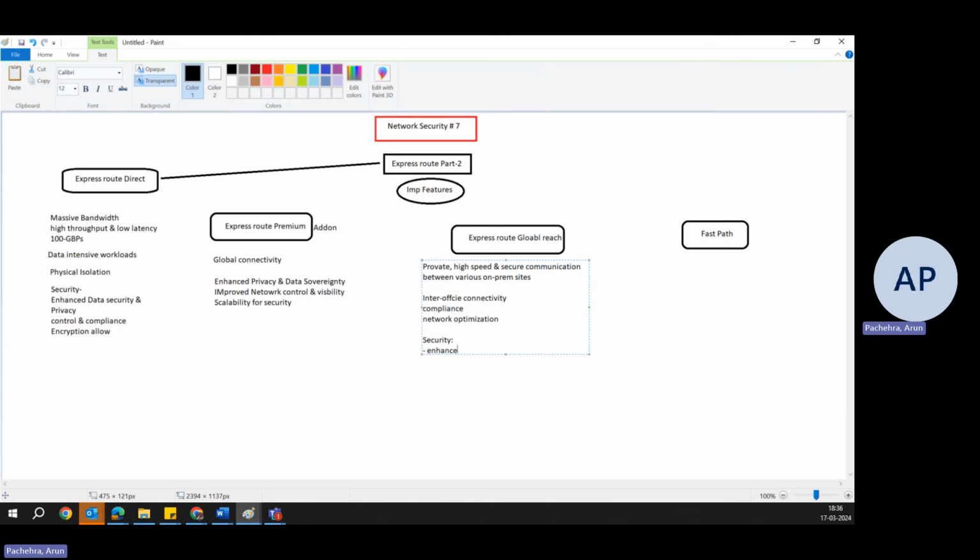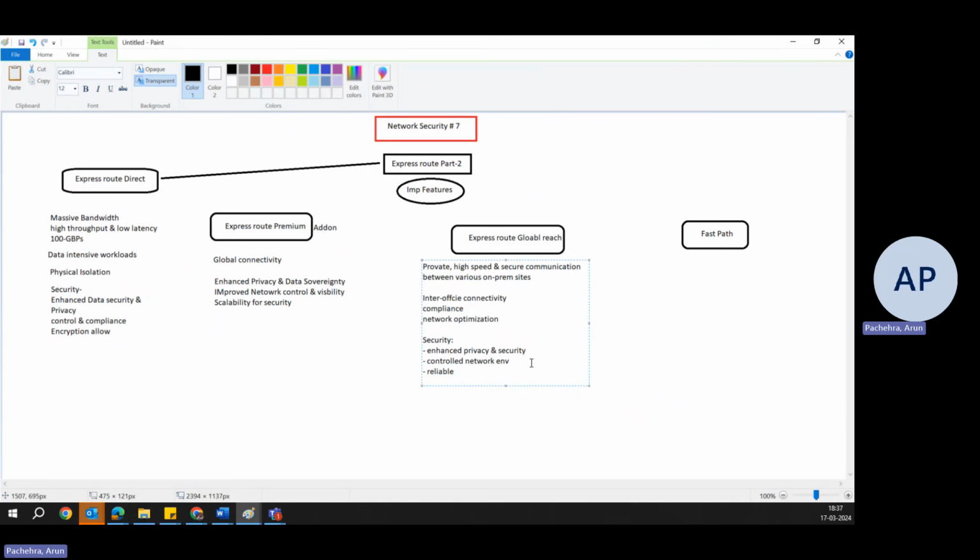So enhanced privacy and security. Then controlled network environment. How come? Because with Global Reach, organizations have greater control over their network path and traffic flows. This control enables the implementation of strict security policies and network segmentation strategies, further enhancing the security posture of inter-site communication. Okay. Then we have reliable and redundant connectivity.